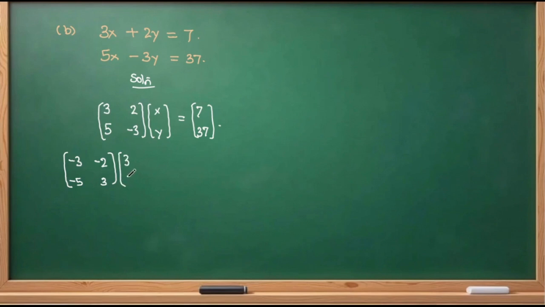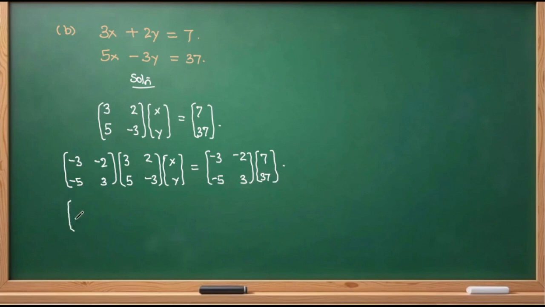So let's multiply by the matrix itself. So we have 3, 5, 2, negative 3. And then our unknowns, that is x and y. And then equals to, we also multiply by the adjoint matrix, that is negative 3 and negative 5, negative 2 and positive 3, by the constant matrix here. You see 7 and 37 as the elements of the constant.